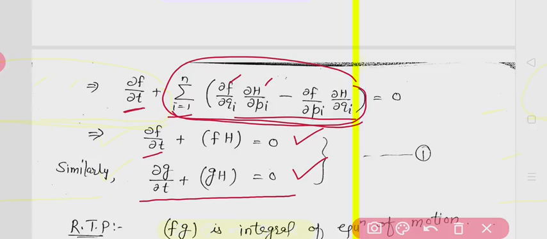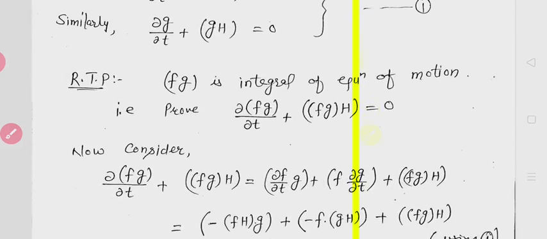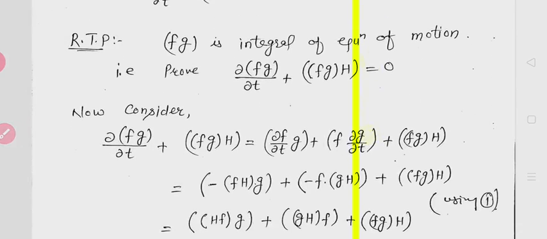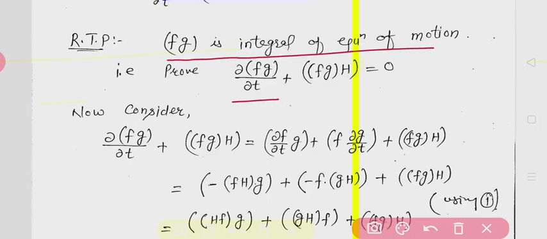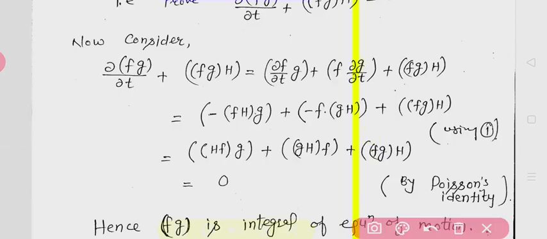Now what do you have to prove? You have to prove that the Poisson bracket of these two functions will also be an integral of the equation of motion. That means you have to prove that the partial with respect to t of the Poisson bracket of f, g plus the Poisson bracket of the Poisson bracket of f, g with h will be equal to 0. So this is what I want. If I consider the LHS, it is the partial with respect to t of the Poisson bracket f, g plus the Poisson bracket of f, g, h, which will be given by.